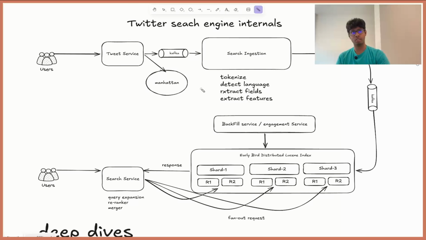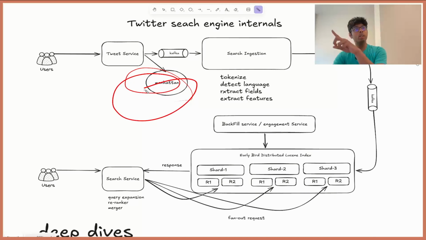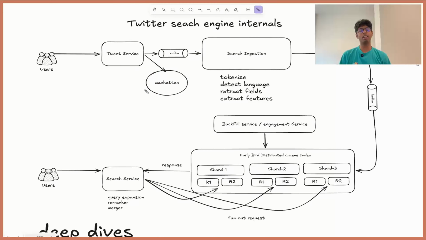So that we can send the tweet data to the search ingestion service. Now what the search ingestion service is going to do: it is not going to put the raw data that we put into our Manhattan database. It is going to process the data. Basically, it will tokenize, which we have discussed. It will remove some of the data. Secondly, it will detect the language, extract some fields and extract some features from that tweet.